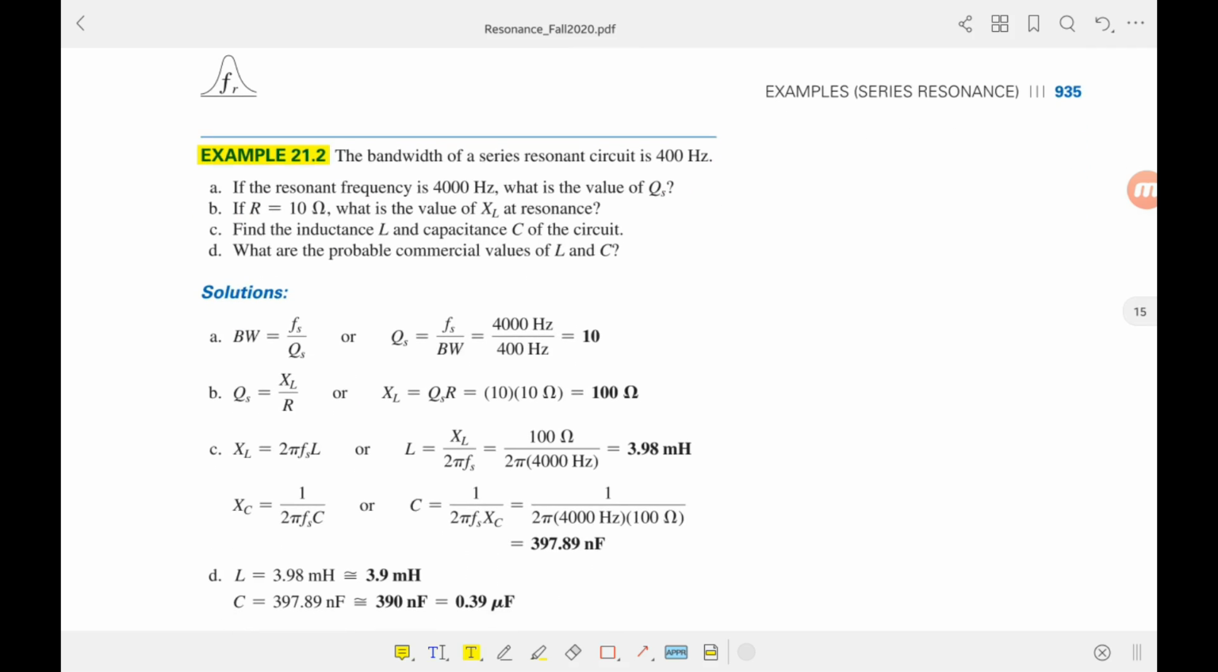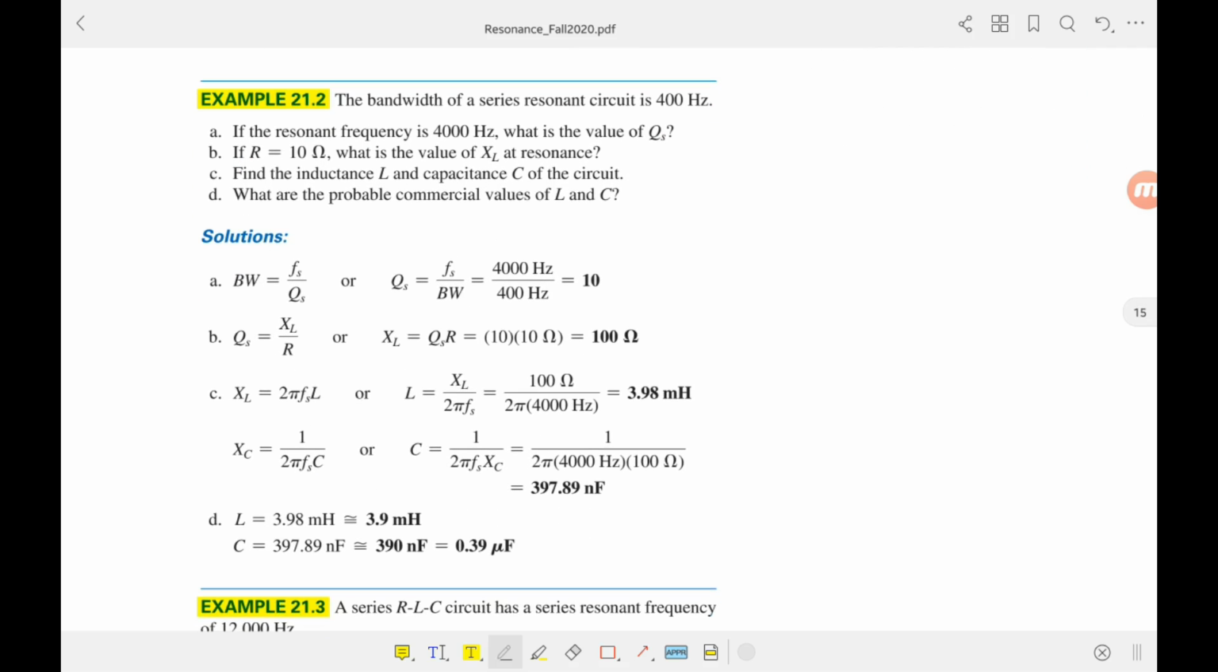In our second math problem, I think you can also do it at home. Anyway, let me show you in brief. The resonant frequency is given, and you are asked to calculate Qs, and the bandwidth is also given. Bandwidth was given, resonant frequency was given, you want to calculate Qs. Obviously Qs equals Fs over bandwidth, so Qs came 10. And then if R equals 10, what will be the value of XL?